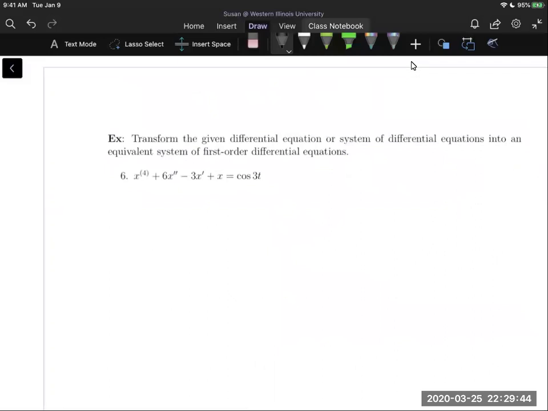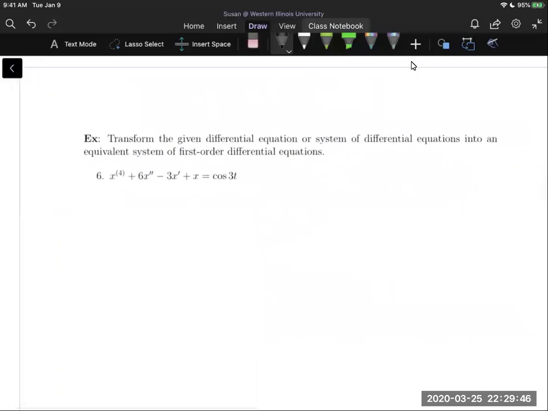All right, so let's take a look at number 6. This is a single DE, and you'll notice that it's fourth order. We want to transform it to a system of first order differential equations. So here's our goal, to come up with a system of first order DEs.